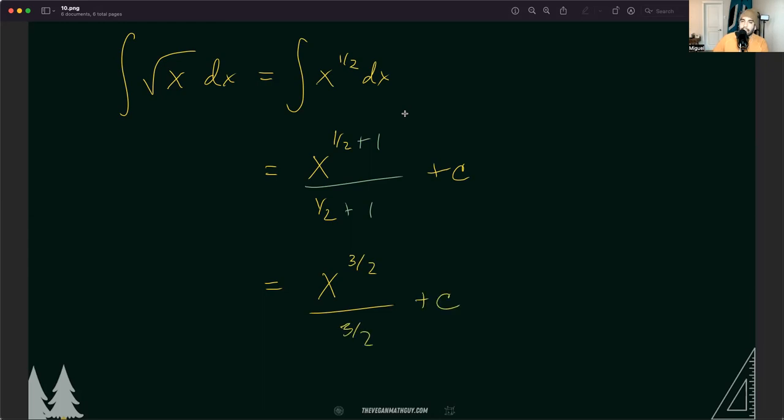As I mentioned, not only do you have to be comfortable adding your fractions here, but you also have to be very comfortable dividing your fractions, because if you see, we have an x to the 3/2 on top and then a 3/2 on the bottom that's being divided. So I'll let you think about how we get this answer, but this is going to be 2/3 x to the 3/2 plus c. Another basic integral that we should know about.